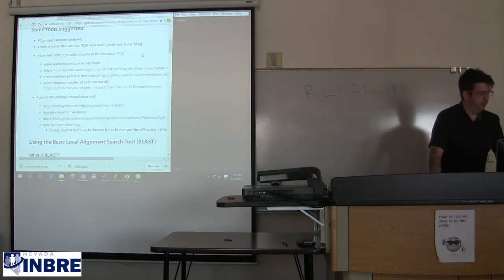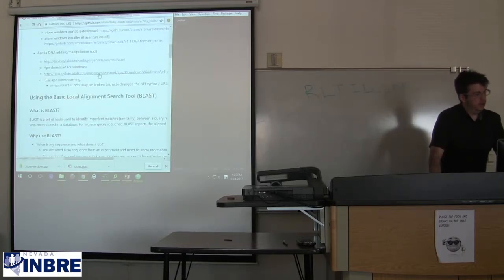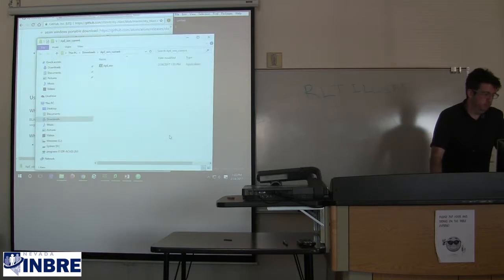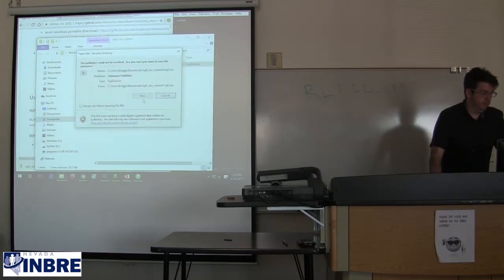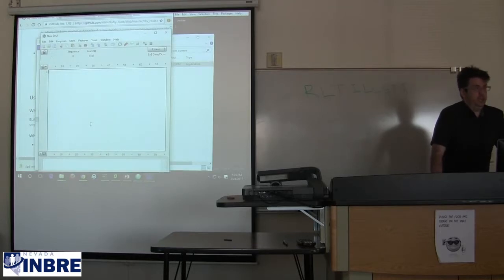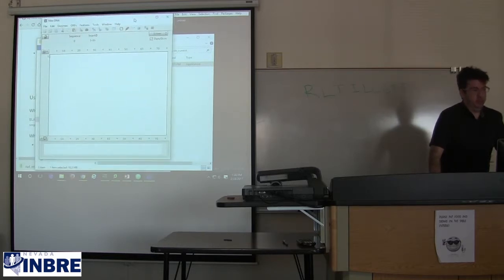Back to our instructions, our guide. We're going to do an install for APE, and that download link is biologylabs.utah.edu. It's a much faster download. Right-click APE, extract all. And click OK. And we'll also get a sort of a blank document here. The interface is a bit primitive, very 90s, for APE, but it gets the job done.